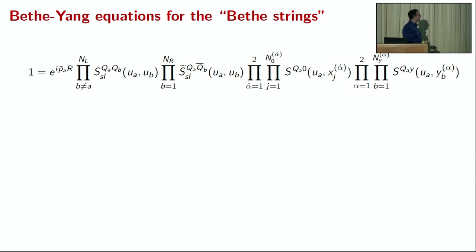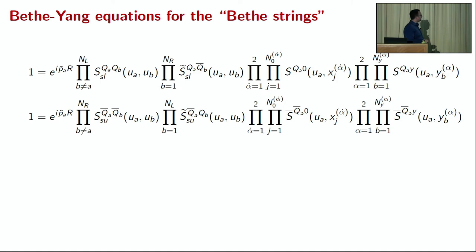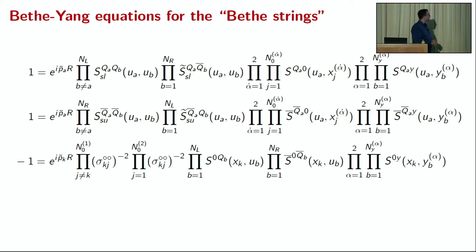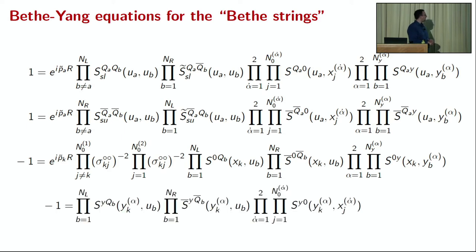Those are your equations. And then there is more of the same, a Q bar particle. Again, you scatter it with Q bars, with Qs, with two types of massless, with two types of auxiliary. Then you have the massless, same story. And then finally, you have the equation for the auxiliary root, which is scattered with all the main roots. The auxiliary S matrix happens to be one in this model.